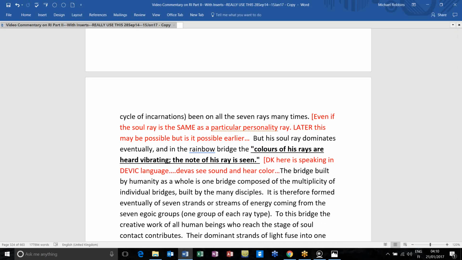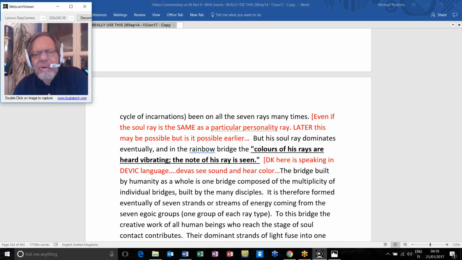There are some people who have this, is it synesthesia? I'm trying to think of what it's called. It's a special term where they have this ability to hear color and see sound. Some human beings have this. I suppose they're particularly related to the Devic kingdom.